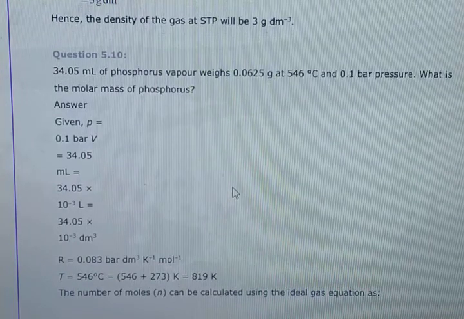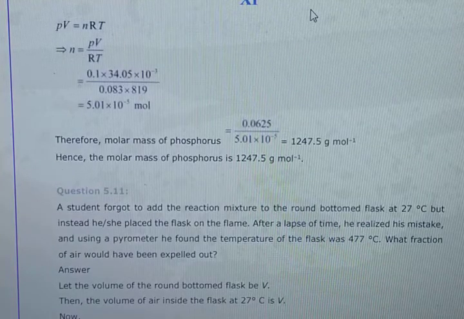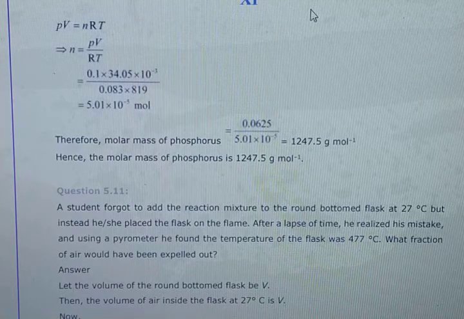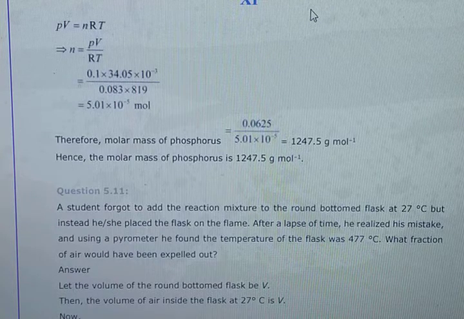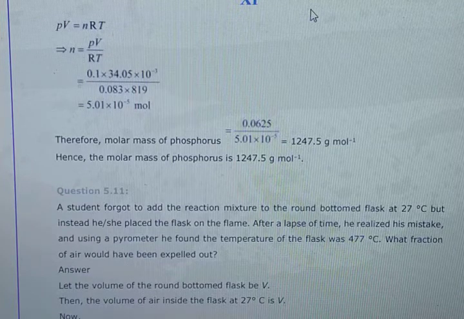The number of moles can be calculated using the ideal gas equation. PV is equal to nRT. N is equal to PV by RT. So by putting the value, 0.1 into 34.05 into 10 to the power minus 3 upon 0.083 into 819, that is equal to 5.01 into 10 to the power minus 5 mole. Therefore the molar mass of phosphorus is equal to 0.0625 upon 5.01 into 10 to the power minus 5, that is equal to 1247.5 gram per mole. Hence the molar mass of the phosphorus is 1247.5 gram per mole. Now we are moving towards question number 11.